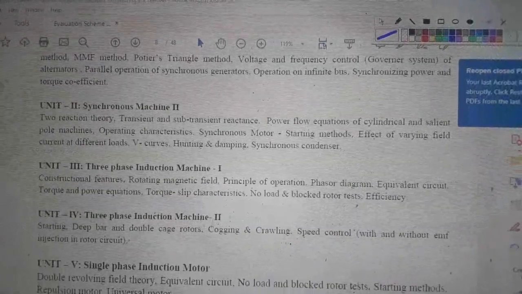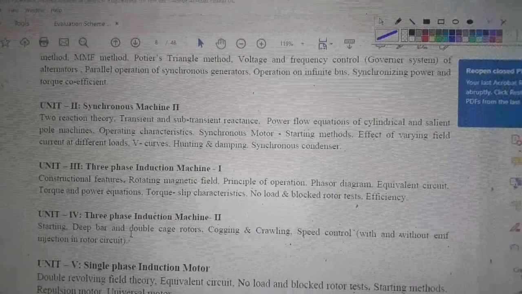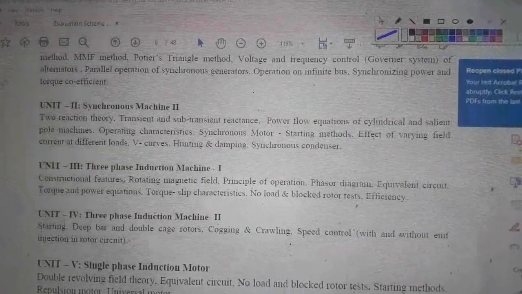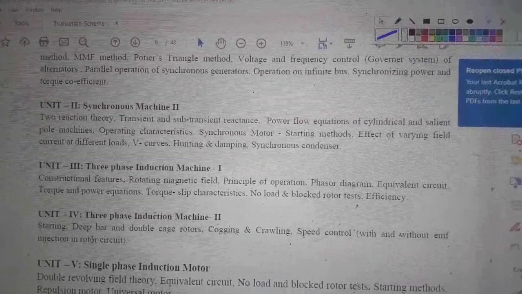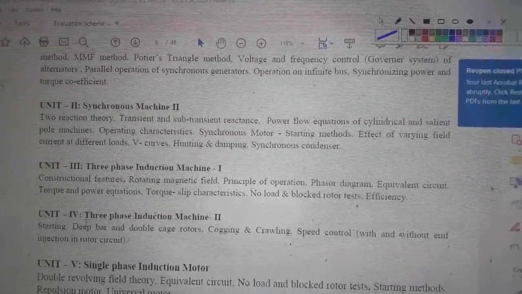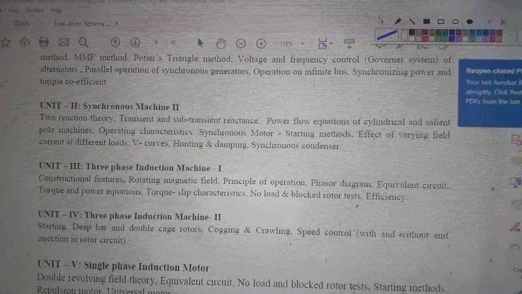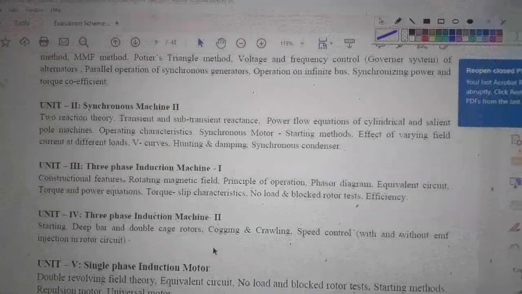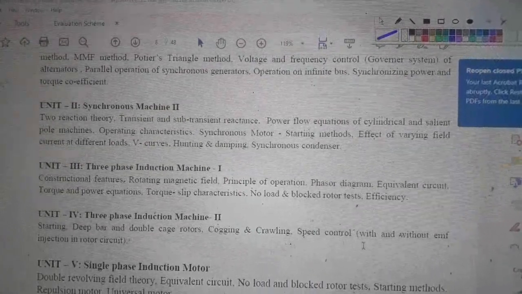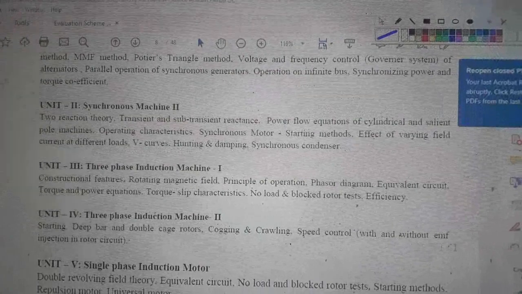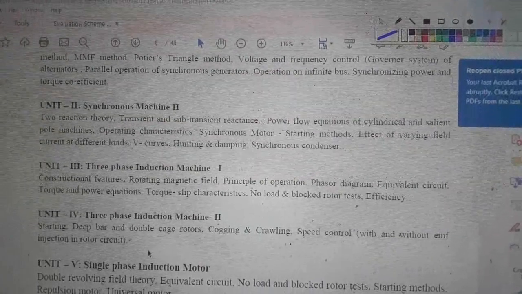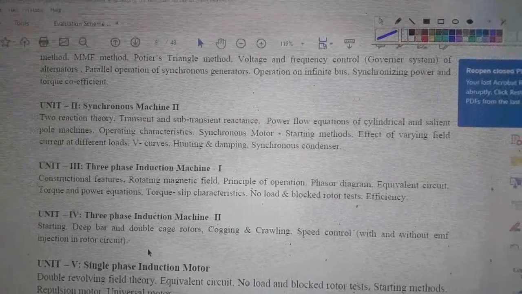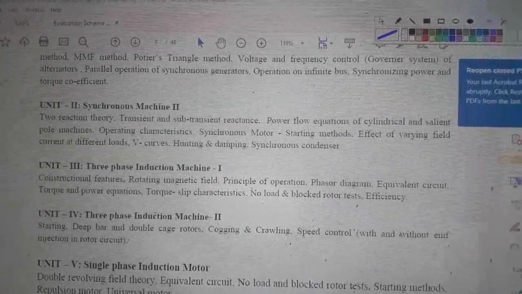three-phase induction machine 2. In three-phase induction machine, we have to study starting of three-phase induction motor, deep bar and double cage rotor. We will discuss deep bar and double cage rotor, cogging, crawling, speed control with and without EMF injection in a rotor. These topics are covered in Unit 4. This is the three-phase induction machine 2.